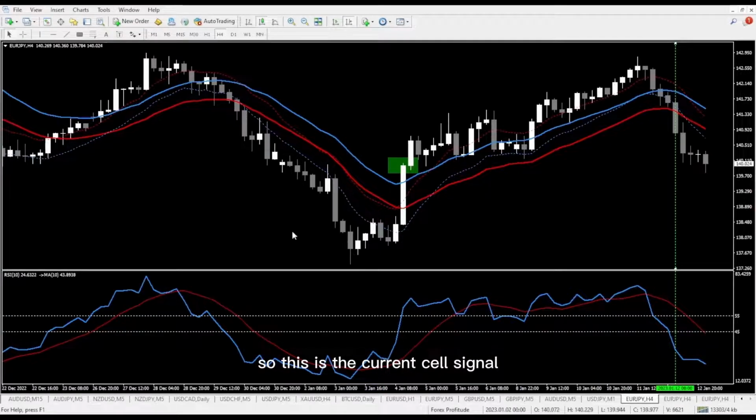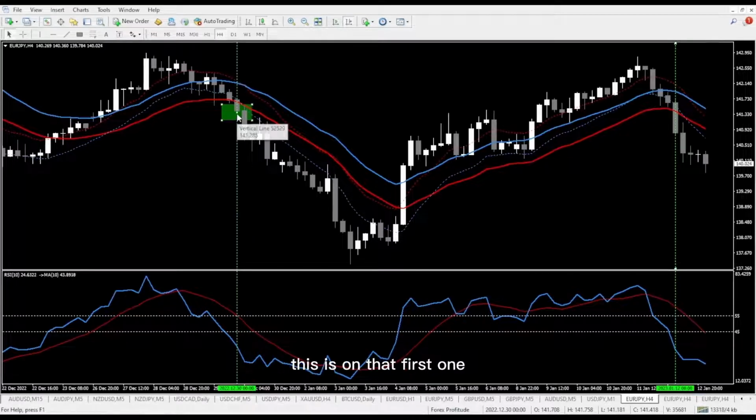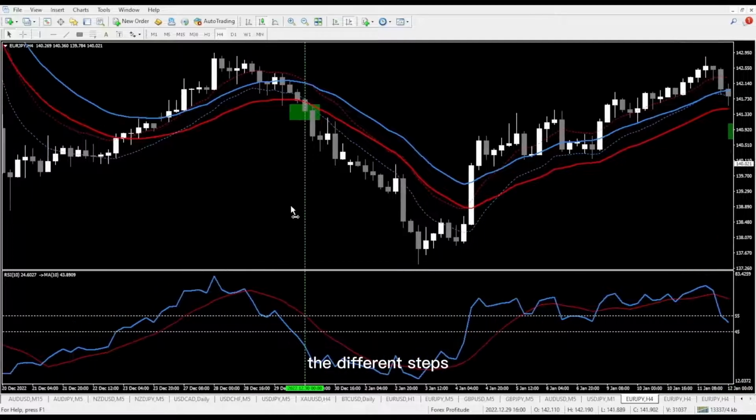So this is the current sell signal. This is the previous sell signal. So we've got two sell signals going on. And if we take a look at this, this is our signal to go short. This is on that first one. This is the signal to go short. This is on the second one. And again, I'll explain exactly what that signal is in regards to the different steps.